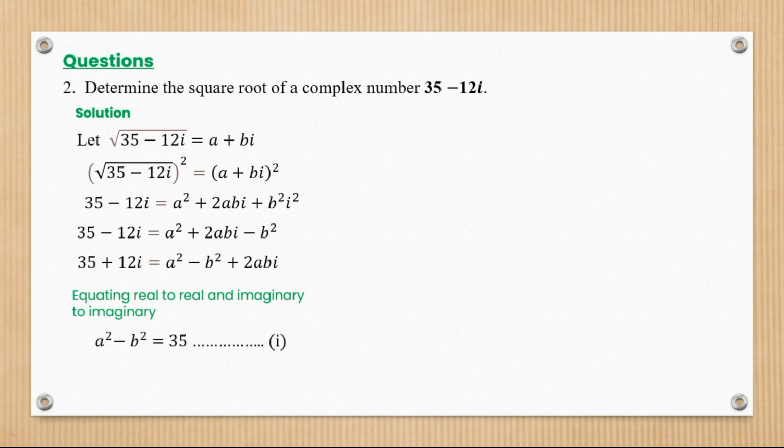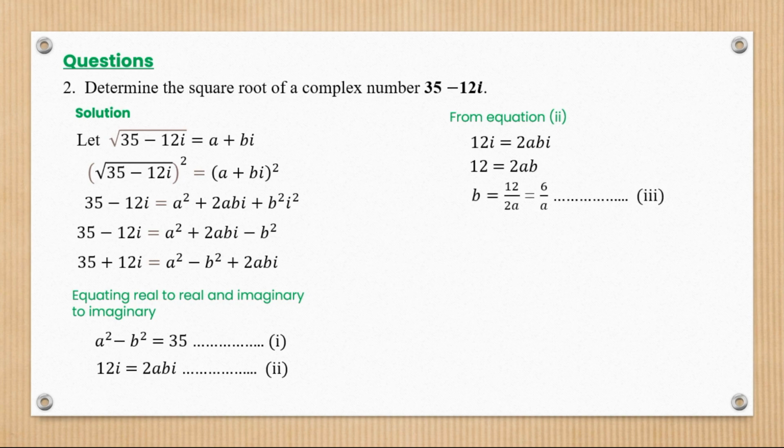So these are the real sides. That's going to be equation 1. And then the first ones were the real, and this is now the imaginary. So from equation 2 we can see that 12i is equal to 2abi. We end up having that, the i's cancel, and then making b the subject, you can see that b will end up being equal to 6 over a. So that's going to be our equation 3.